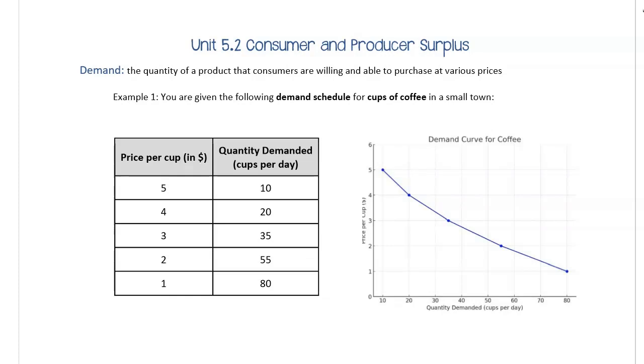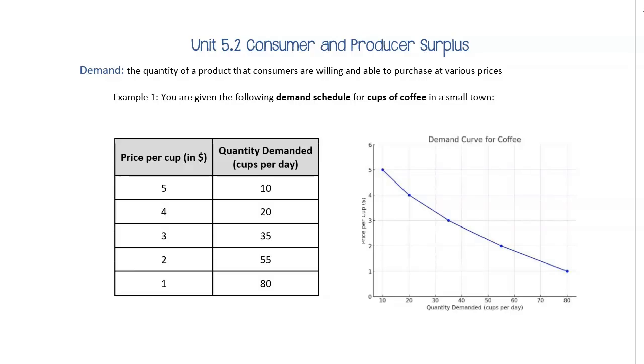In this section, we are going to talk about consumer and producer surplus. But before we do that, we need to talk about demand and supply curves. And to illustrate a demand curve, we're going to start with this first example. Demand is the quantity of a product that consumers are willing and able to purchase at various prices.